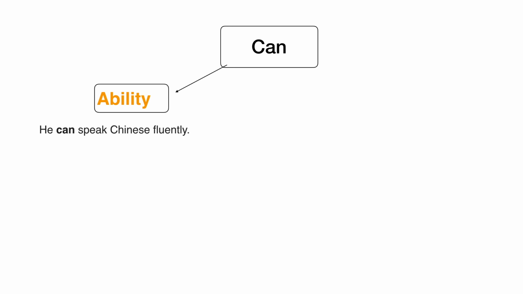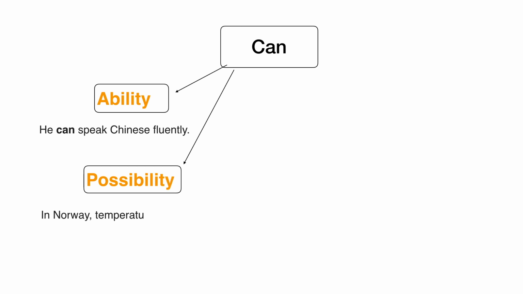Now let's remember when and how we use the verb can. We use it when we talk about ability, возможность. He can speak Chinese fluently. We also use it when we talk about possibility, вероятность. In Norway, temperatures can be low as -50 degrees in winter.